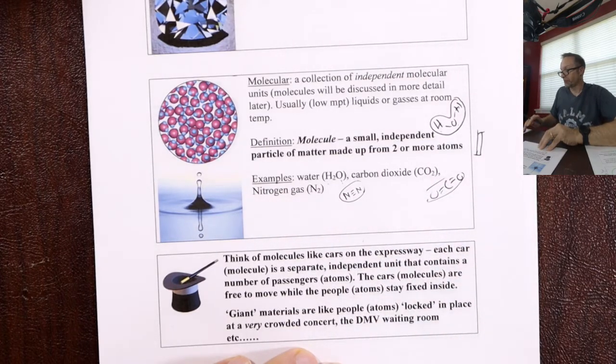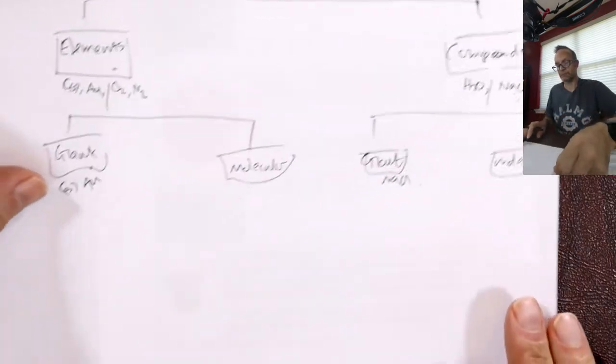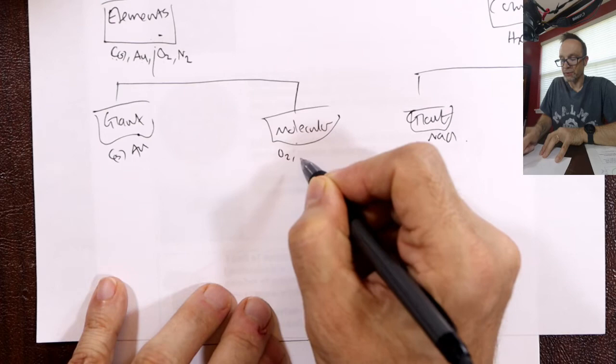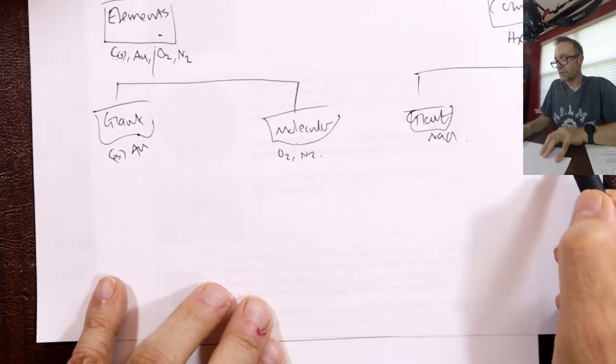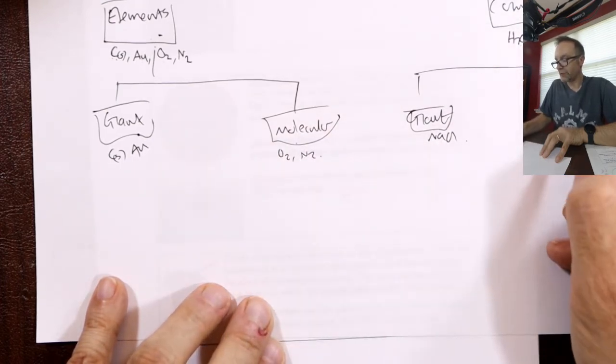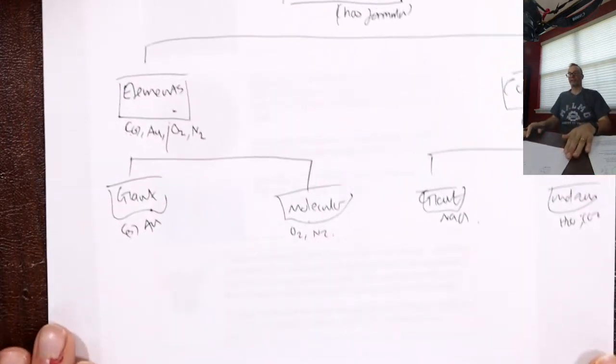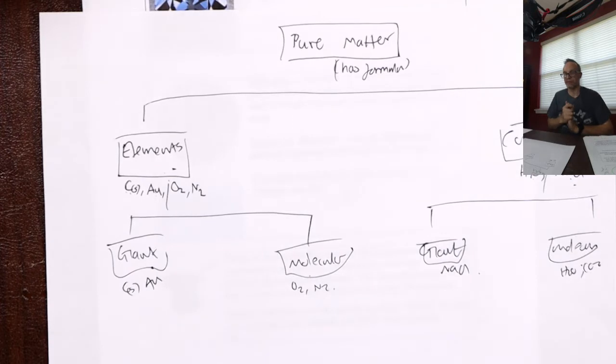Okay, now if we put them on our chart: molecular elements, O2, N2; molecular compounds, H2O, and if we like, we can put CO2 there as well. There we go. So that's the beginning of our flow chart. Okay, so keep that on a separate piece of paper. You'll use this to classify matter later.